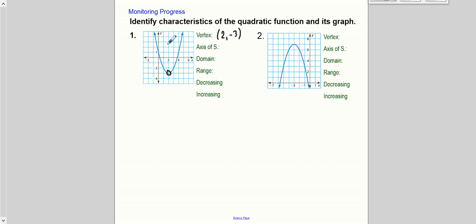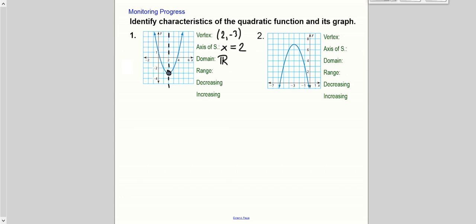The axis of symmetry. Axis of symmetry always goes through the vertex point and cuts the parabola in half. This goes through the x-axis at 2, so that means it is x equals 2. It's the equation of that line. Notice it's x equals the x value of the vertex. The domain is all real numbers. So we do a capital R with the extra line.